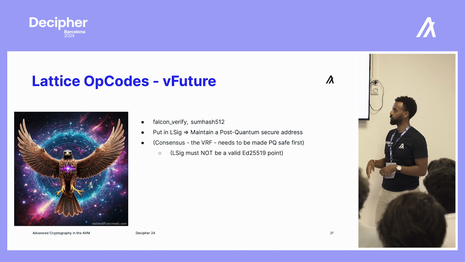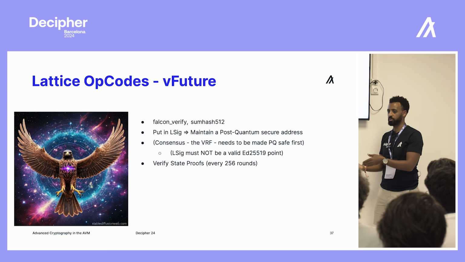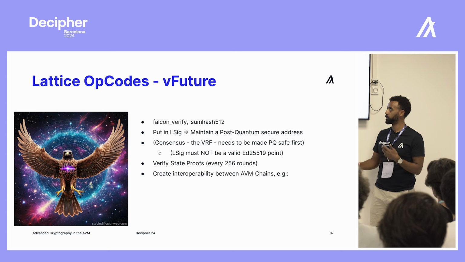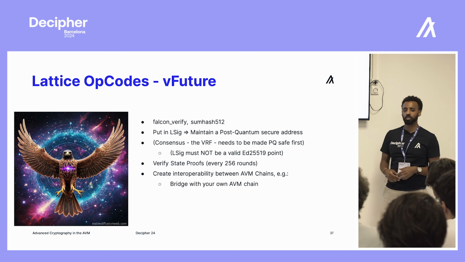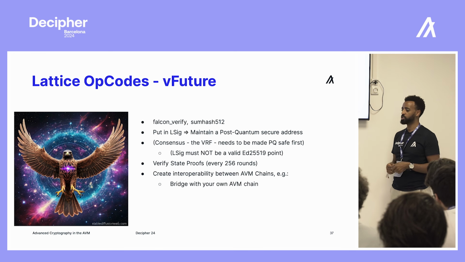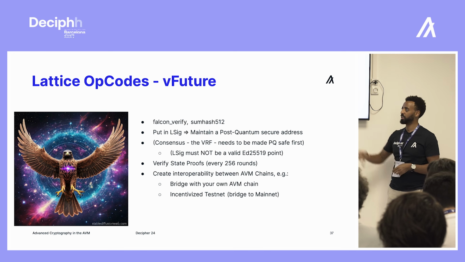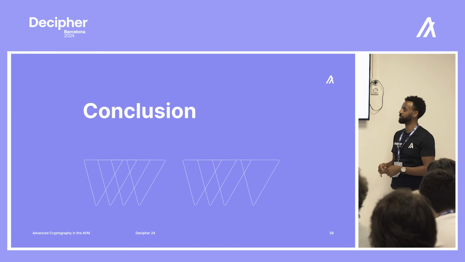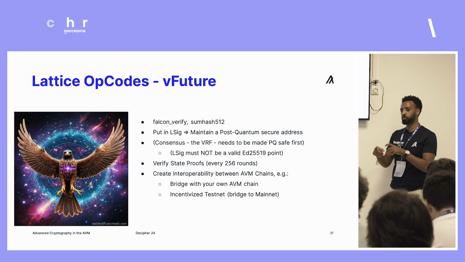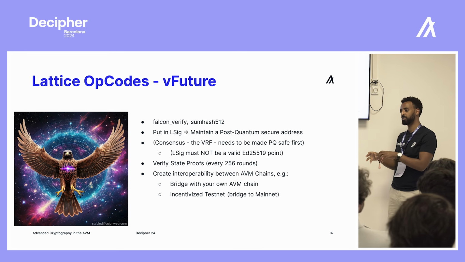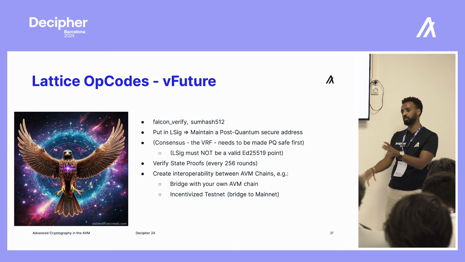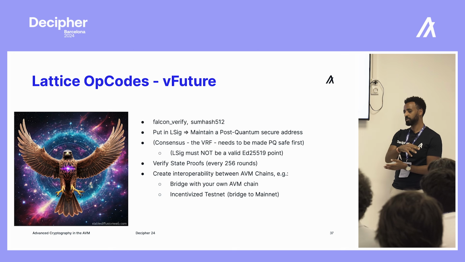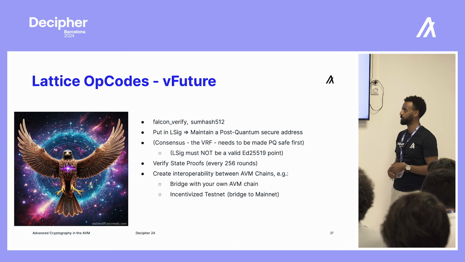If you go next, then of course you can verify state proofs. The idea is that you could verify state proofs in the AVM from other AVM chains. So you can create interoperability between them. For example, if you have your own idea of an AVM chain, you can create a bridge for it. And you can also incentivize testnet, because testnet is also an AVM chain. Instead of having your users or customers play around on testnet, get testnet tokens, and then manually sending them stuff on mainnet, they could just bridge their testnet tokens for mainnet tokens. That's also an example you could do.